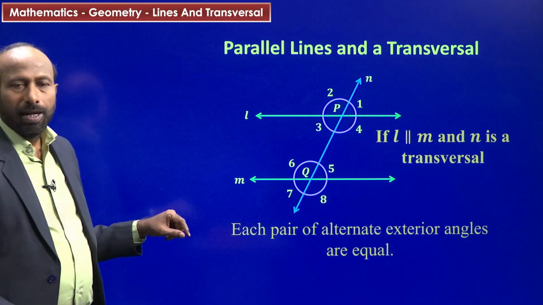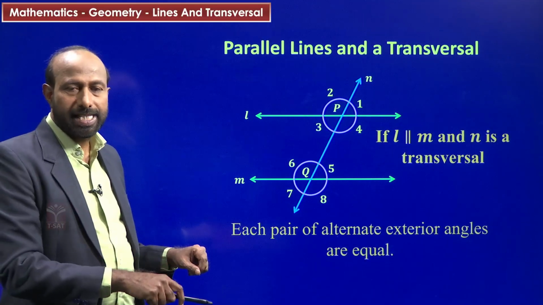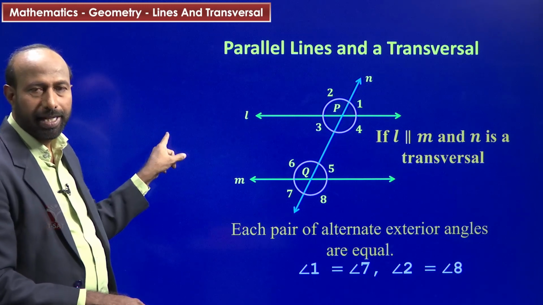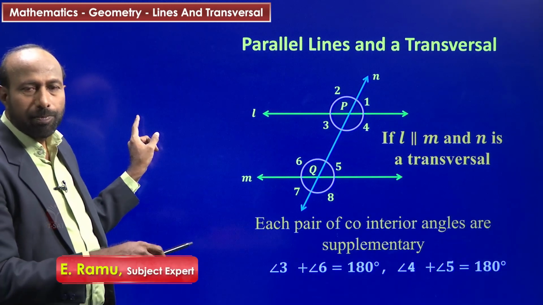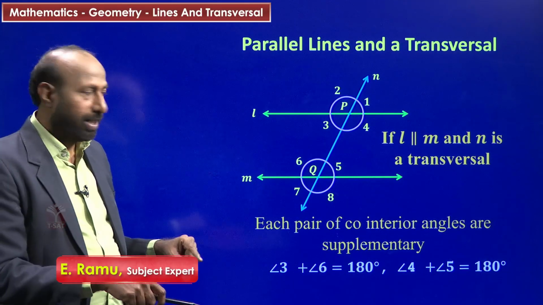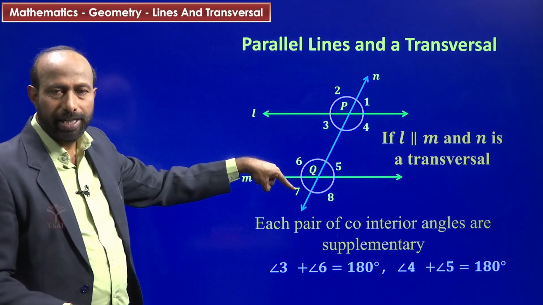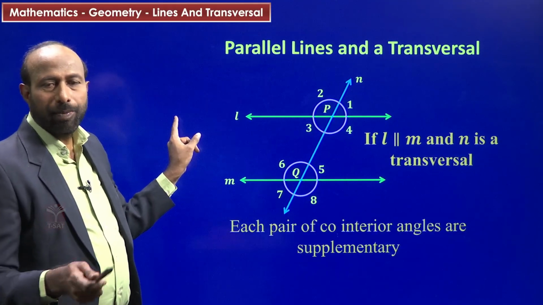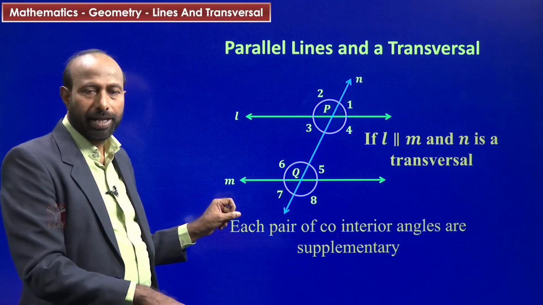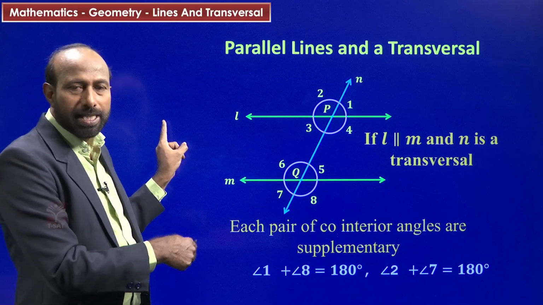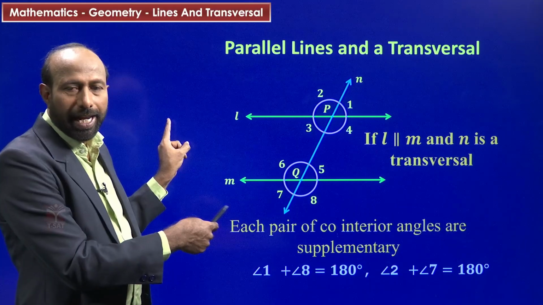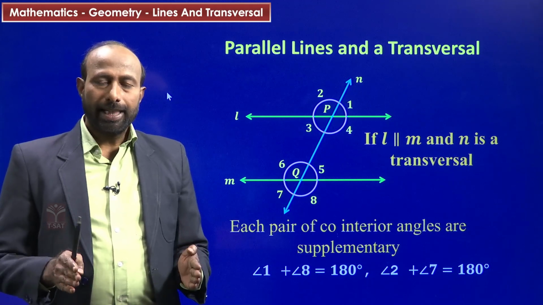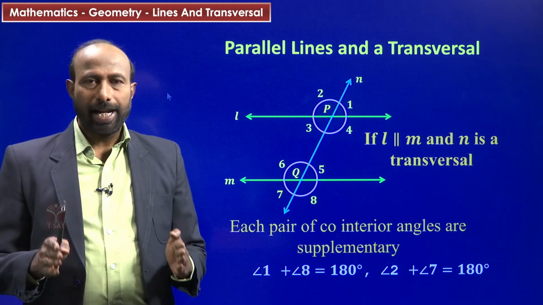Also, each pair of alternate exterior angles is equal, that is angle 1 is equal to angle 7 and angle 2 is equal to angle 8. Also, each pair of co-interior angles is supplementary, that is angle 3 plus angle 6 is equal to 180 and angle 4 plus angle 5 is equal to 180. Also, each pair of co-exterior angles is supplementary, that is angle 1 plus angle 8 is equal to 180 and angle 2 plus angle 7 is equal to 180. This is all about lines, intersecting lines, parallel lines and transversal. That is all.